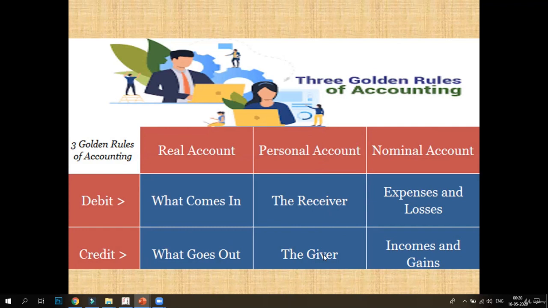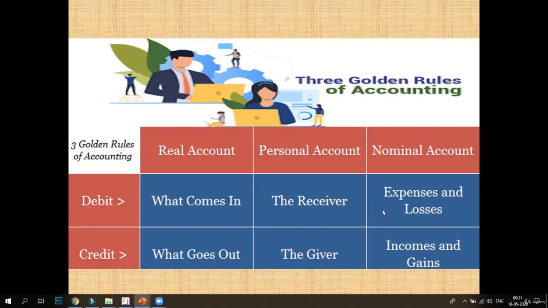Simple. Now the third account we have is a nominal account, in which we are taking incomes and expenses ledgers like electricity expense, commission received, purchase, sale. In that case, if any expense or loss occurs, then we have to debit that account. For example, if the commission is paid, then commission paid is our expense, then we'll debit that account. And if we are receiving the commission, then this is our income, so we will credit the commission received account.